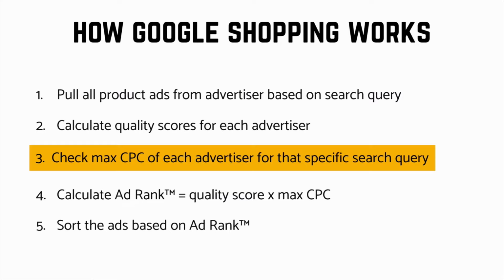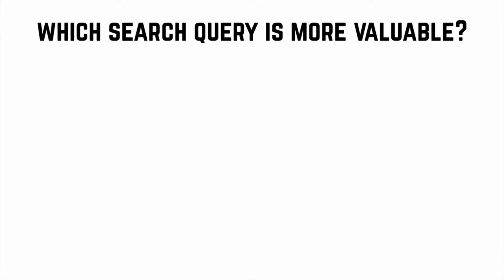Now, how does campaign priority come into play? Well, the third point, the max CPC for each advertiser for a specific search query. So this is the part, the other parts you can influence, but in different ways. But number 3 is really where campaign priority comes into play. So let me show you an example to make this more clear.